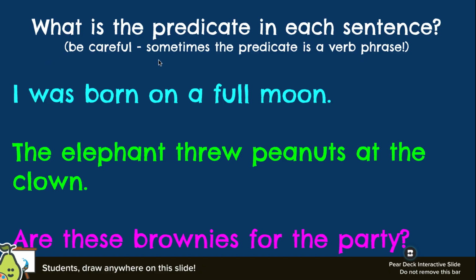So sometimes a predicate can be a verb phrase. It's not just the one single word. So in the first sentence, was born is actually the complete verb phrase because we're connecting that to be verb with the action of being born. In the green sentence, very straightforward, threw is our predicate because that is the action that the elephant is doing. You'll notice the purple one, it's a little bit sneakier. Are these brownies for the party? If you couldn't find an action sounding word in that sentence, remember, are is one of those to be verbs. So are should have been the predicate that you selected.